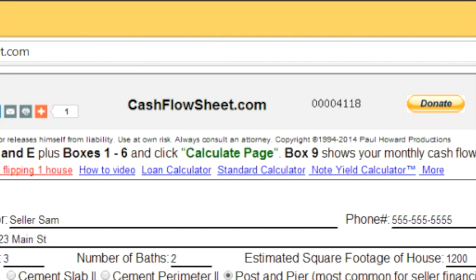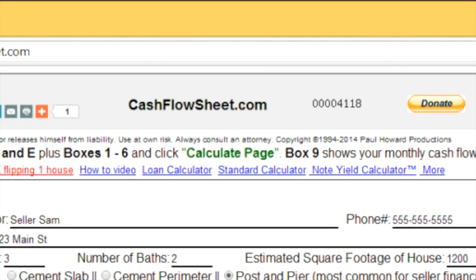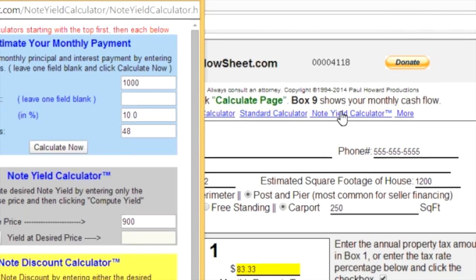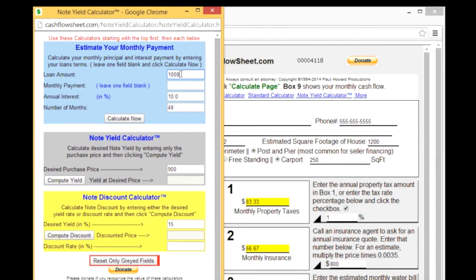And last, if you were to create a seller finance note for a buyer, let's say you bought this property and then you were going to sell it, you could do that as long as the documents allow for that. When you purchase it, you can resell the property for more using seller financing, which would create yet another new note. And if you were going to sell that note, you might come to this cashflowsheet.com, click on the note yield calculator, enter in the terms of the note.